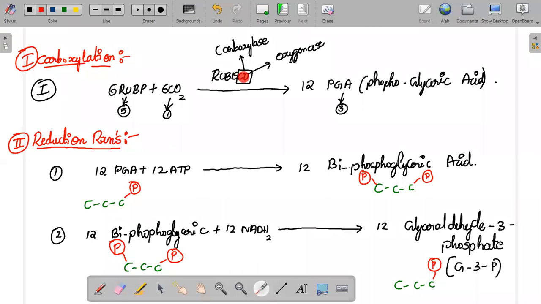It has a dual nature property. It can fix carbon dioxide or it can also fix oxygen. That's why it has two roles: the carboxylase and the oxygenase.